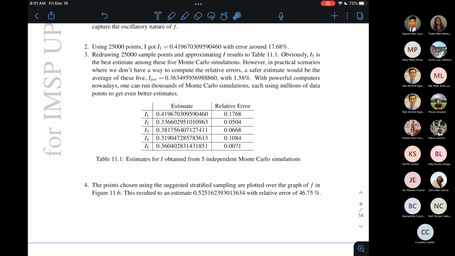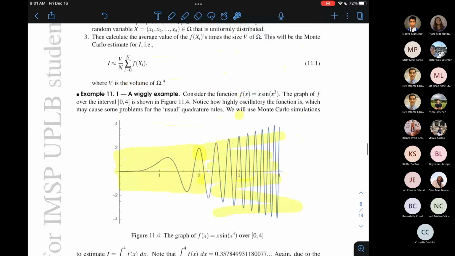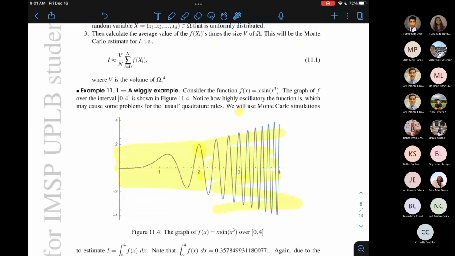Okay? So I think that covers example 11.1. Do you guys have any questions about it before we jump to the two-dimensional example?